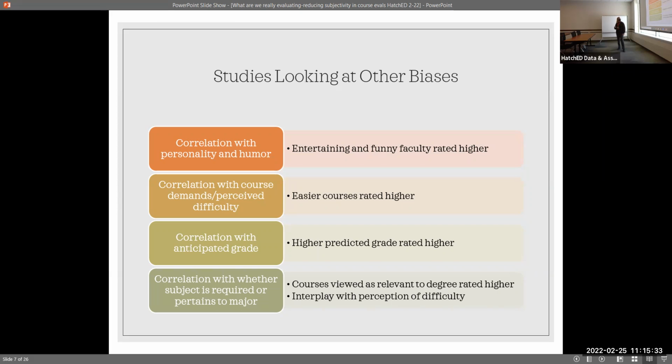Correlation with course demand and perceived difficulty: easier courses are pretty consistently rated higher by students. Correlation with anticipated grade: evaluations tend to be higher with a higher predicted final grade. And correlation with whether the subject is required or pertains to their major. Courses viewed as relevant to their degree were rated higher. And there's also an interplay with the perception of difficulty within a course.